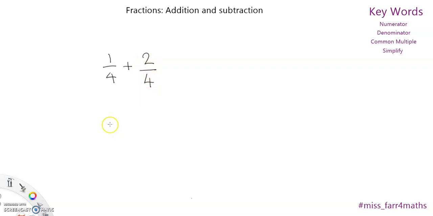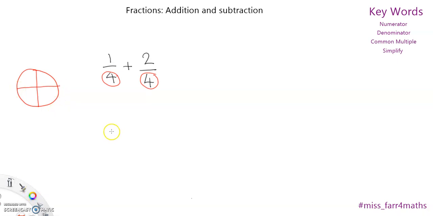Let's have a look at a pair of quite simple and straightforward fractions. Now in this example, the denominator, and that is the number on the bottom of the fraction, represents the amount of pieces that the whole is split into. So if you imagine that we have a pizza, this pizza is split into 4.